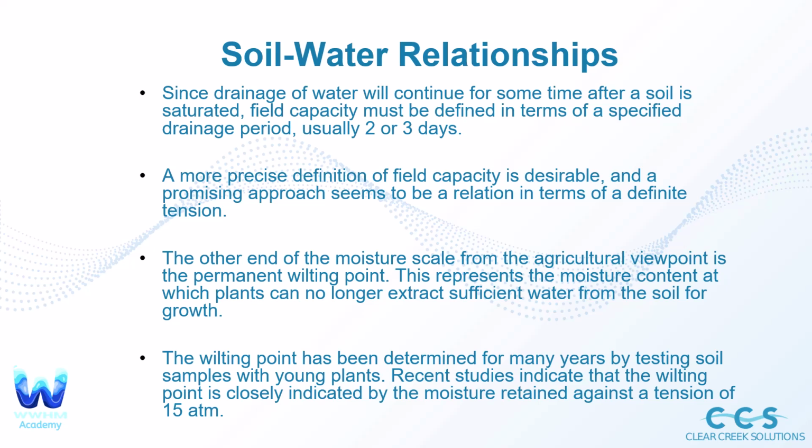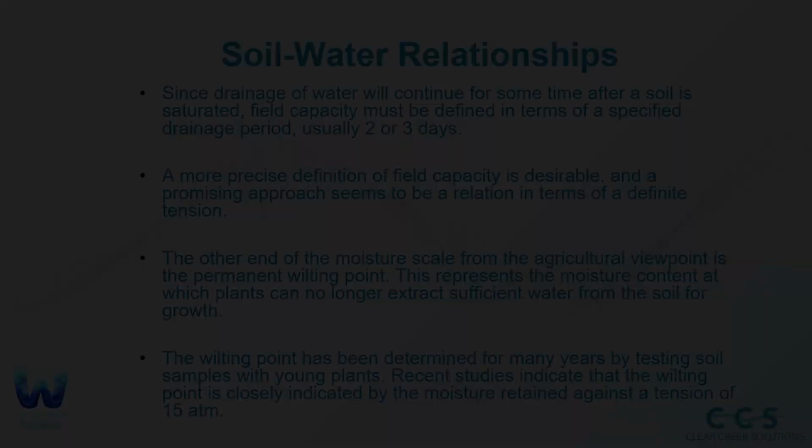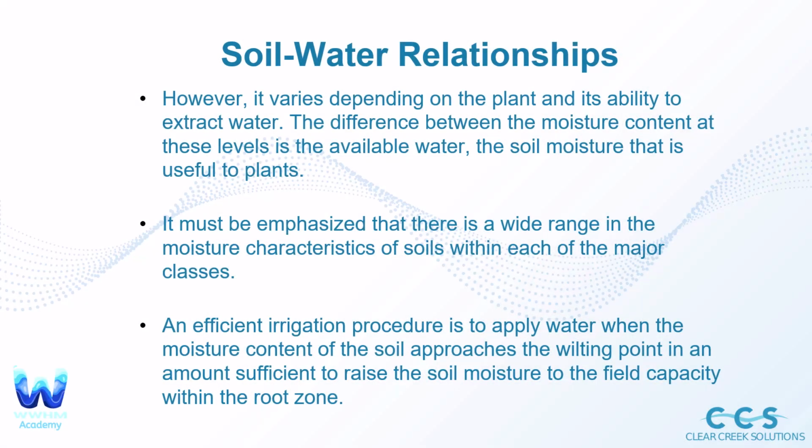This represents the moisture content at which plants can no longer extract sufficient water from the soil for growth. The wilting point has been determined for many years by testing soil samples with young plants, and recent studies indicate that the wilting point is closely indicated by the moisture retained against a tension of 15 atm. However, it varies depending on the plant and its ability to extract water.